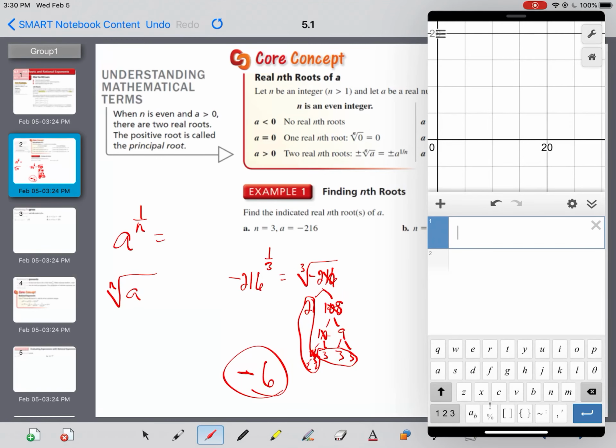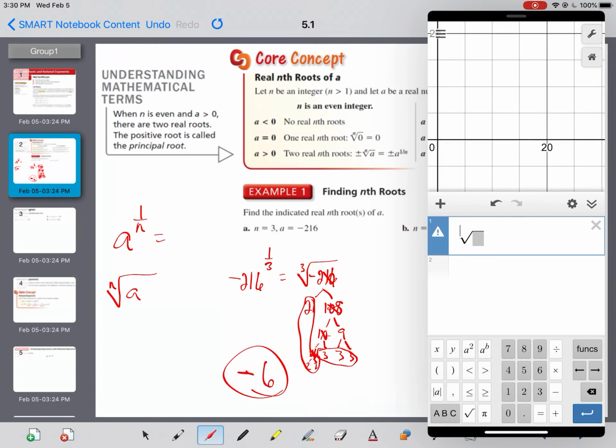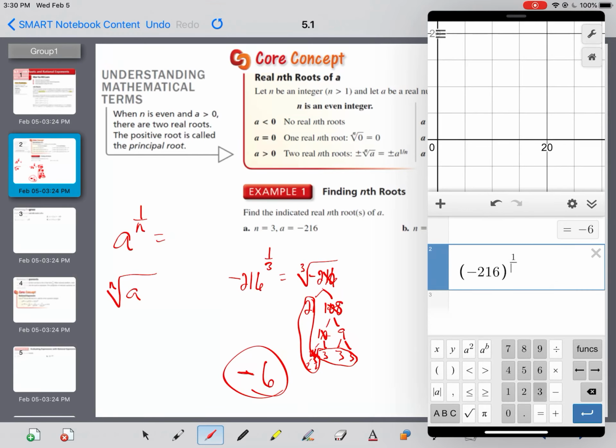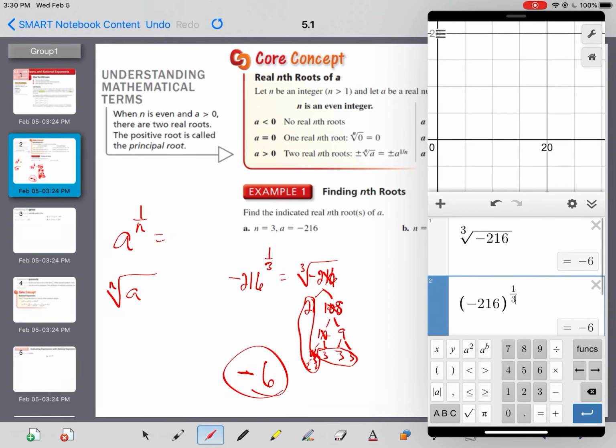Wrong button. Got to go to Funcs, MISC, and then you're going to do the nth root button. We're going to do the third root of negative 216, and it's negative 6. It works the same if I do negative 216 to the 1/3. The third root. They mean the same thing.